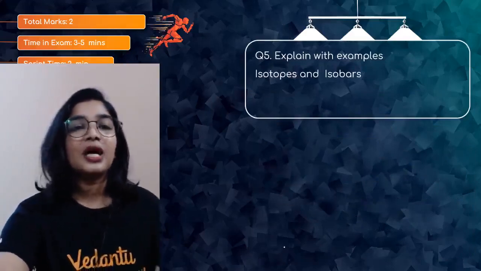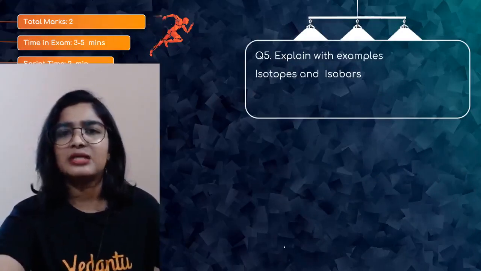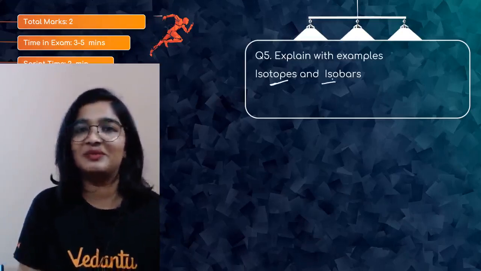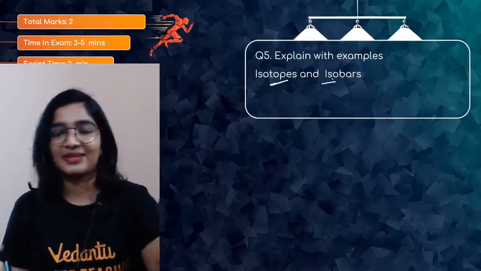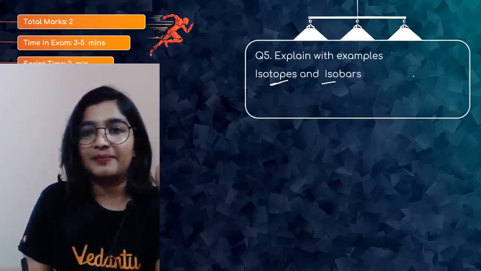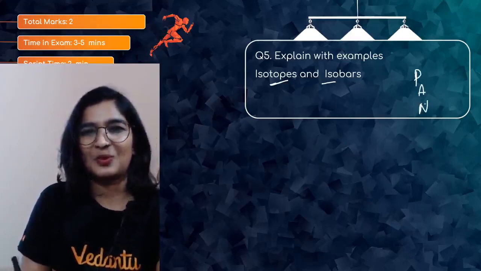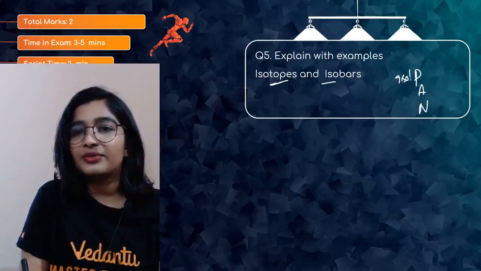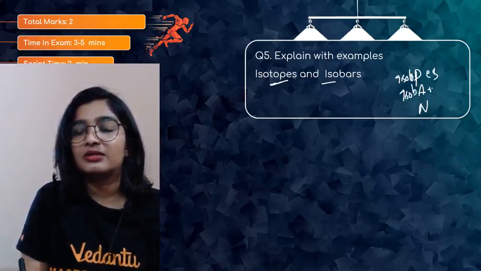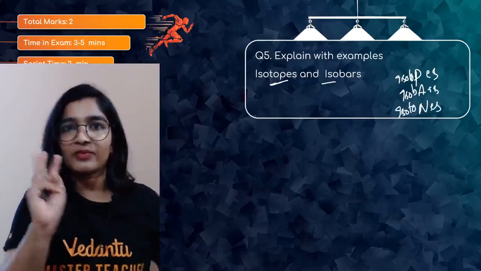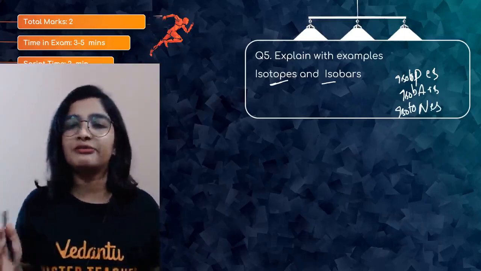Easy as pie. Next question is, explain with examples isotopes and isobars. See, my students, you will be confused with this, right? Most of you, at least. Okay, so isotopes, isobars, and isotones. We have these 3 terms and it is kind of confusing.